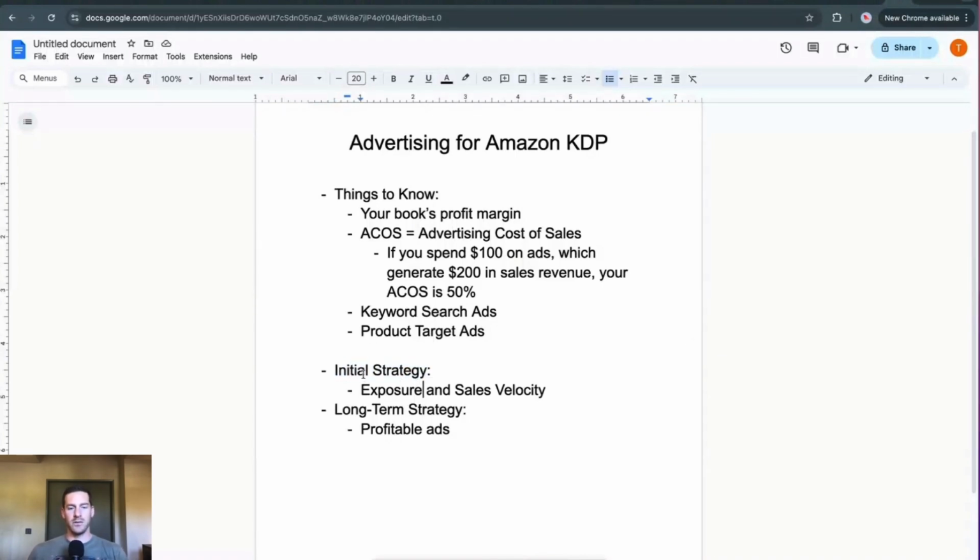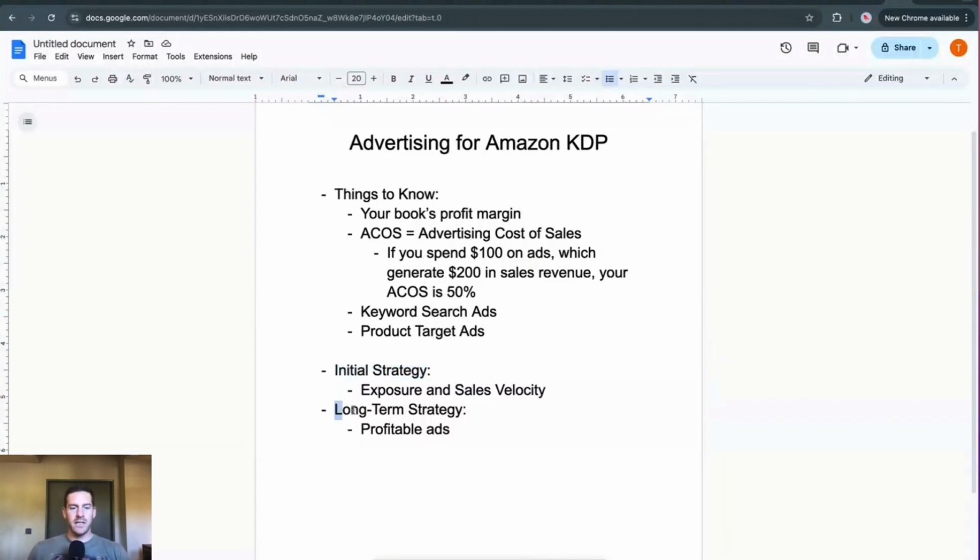That's how long I do an initial strategy for a book launch, a 30-day trial where I'm just doing an ad and I'm not really making many tweaks to it. I'm just letting the book get out there and I'm collecting data as to which keyword searches are generating profitable ads or which product targets are generating profitable ads.